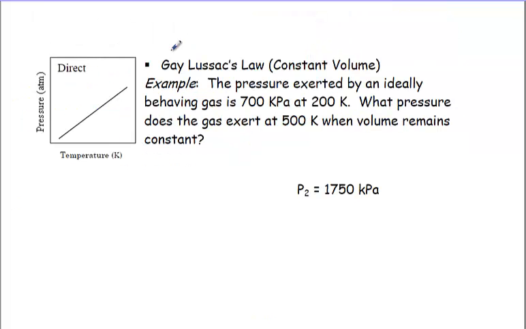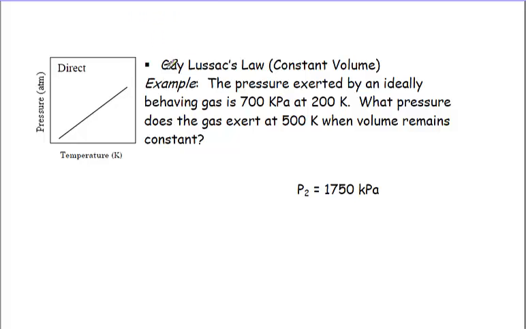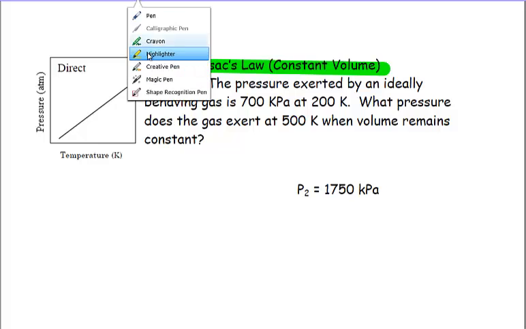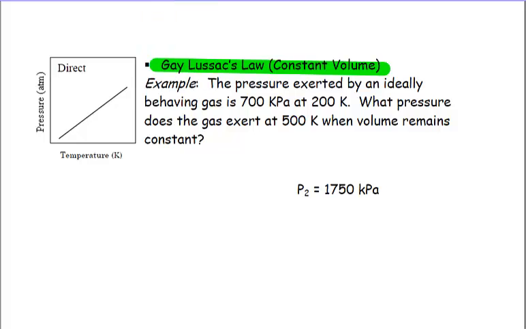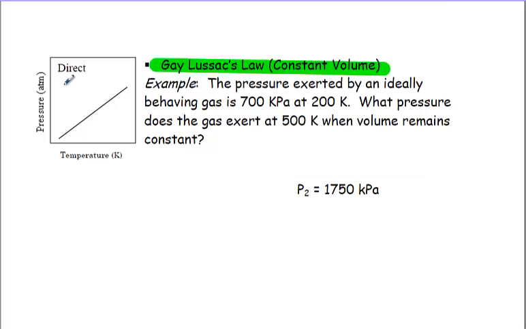Okay, so the next law is Gay-Lussac's law, which is at constant volume. So again, let's highlight what we need to highlight here. Gay-Lussac's law, constant volume. Again, you need to study these, memorize them, whatever you have to do to get yourself to know them. Again, direct relationship now. The only one that's inverse is Boyle's law. You have to know that. Direct relationship for Charles's and Gay-Lussac's. So as pressure increases, temperature increases at a constant volume.